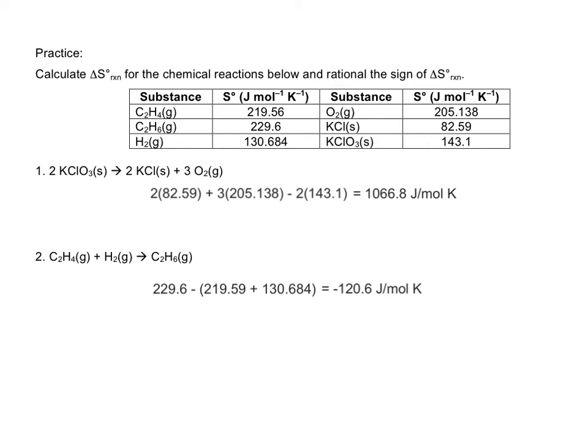So in number 1, we go from a solid to a solid plus 3 moles of gas. And so those 3 moles of gas have much more entropy than the solid would. And in number 2, we have 2 moles of gas in the reactants and just 1 mole of gas in the products. So that's going to be a decrease in entropy in that case.